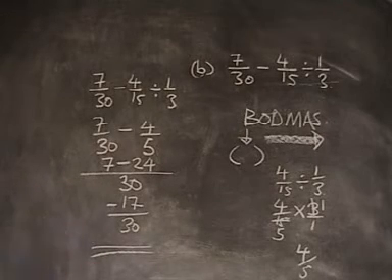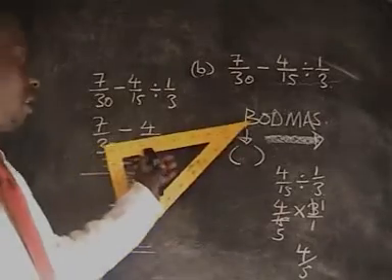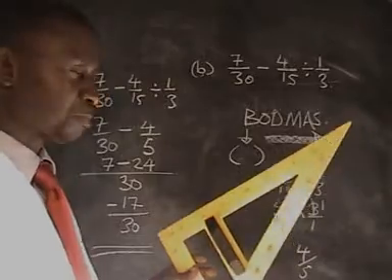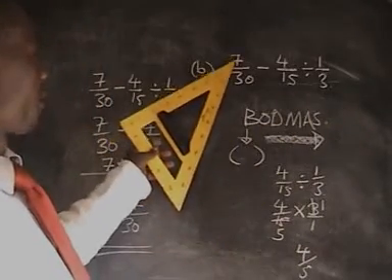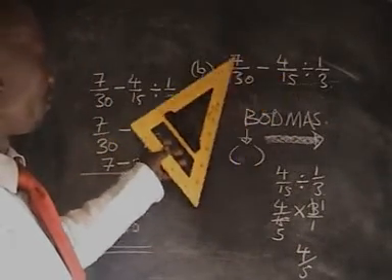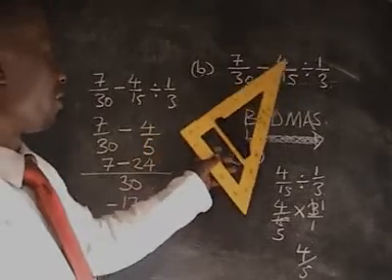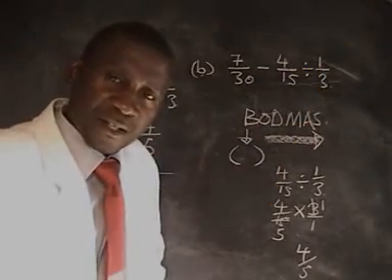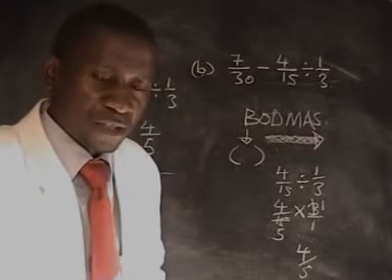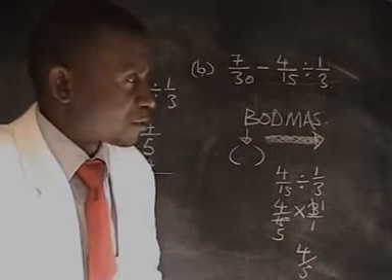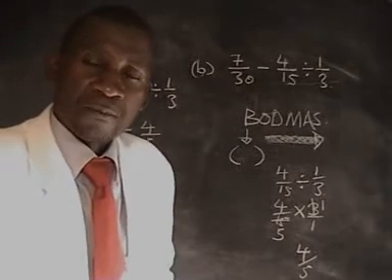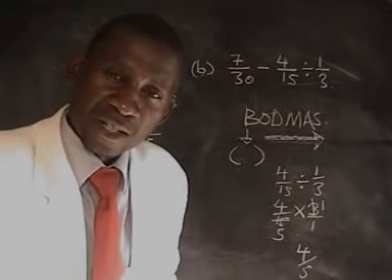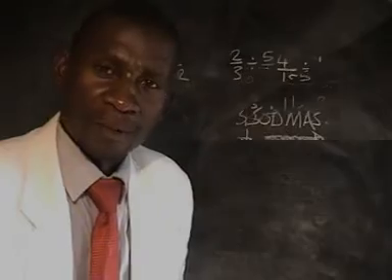So this idea of following BODMAS or considering BODMAS is very important. For sure, if you handle this problem differently, that is by subtracting 4/15 from 7/30, thereafter you divide by 1/3, you are going to end up getting a wrong answer. So this must be practiced. Let me add more examples, and after that I move on to some other problems that can be examined.